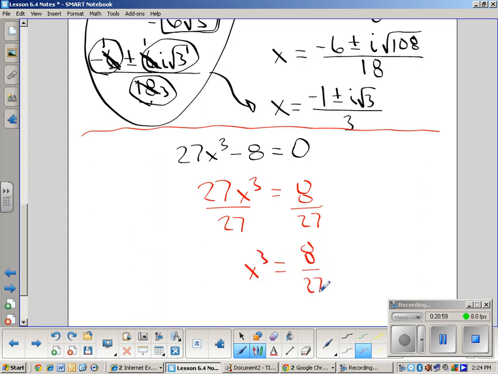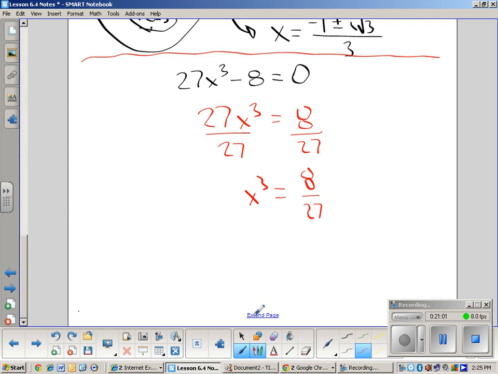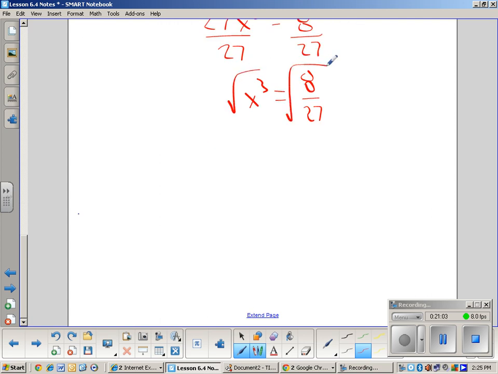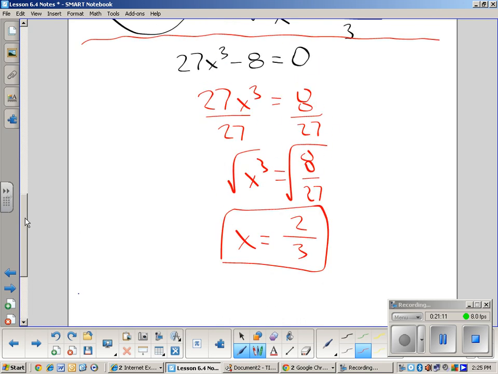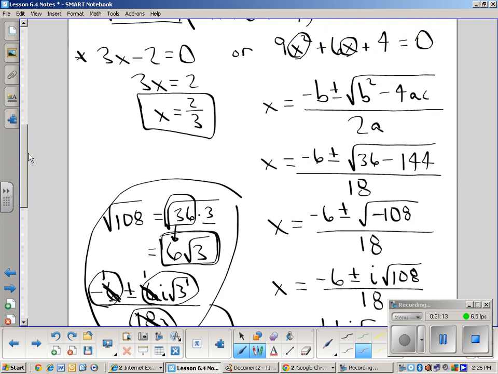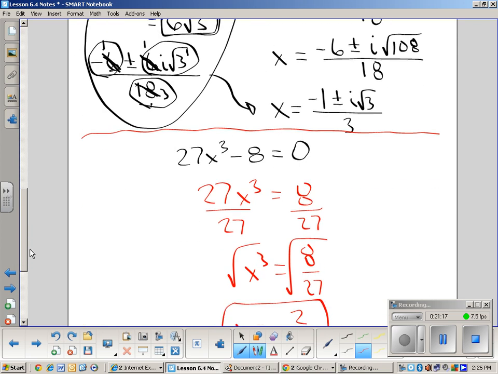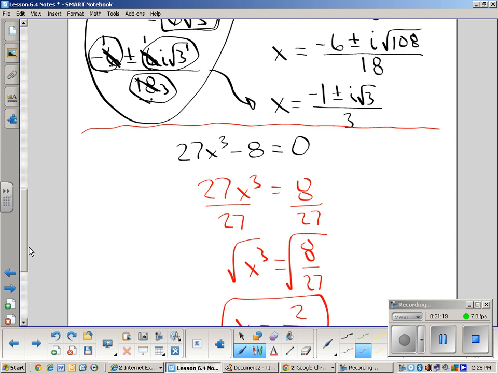What would I do now? Take the cube root. What's the cube root of 8? 2. What's cube root of 27? 3. What'd I get? 2/3. What'd I get up here? 2/3. What else did I get up here? -1 plus or minus i square root of 3 over 3. Yeah, I also got this, didn't I? Or this one, if that's how you wanted to leave it.